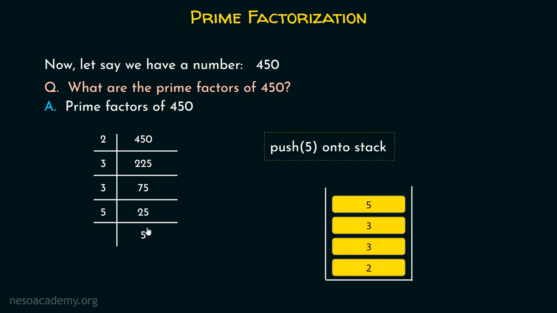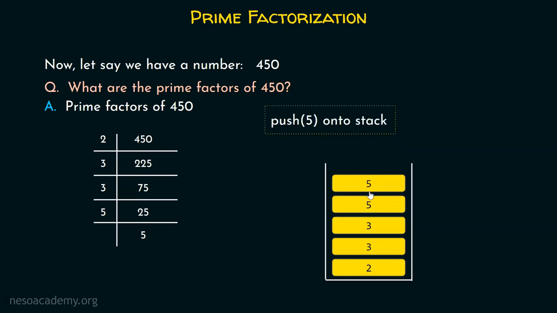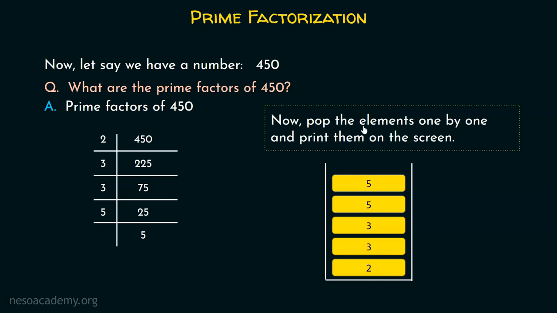Why is that true? Because 5 is one such prime factor of 450. After this, we have this value 5. And we know that 5 is a prime number. Therefore, we can stop at this point and we have to push this element onto stack. So these are all the prime factors so obtained: 5, 5, 3, 3, 2. You can see the highest value is at the topmost position and the lowest value is at the bottommost position. After popping the elements out of stack, we would be able to print them on the screen. And obviously the highest value will get printed first and the lowest value will get printed last. Now we will pop all the elements one by one and print them on the screen.